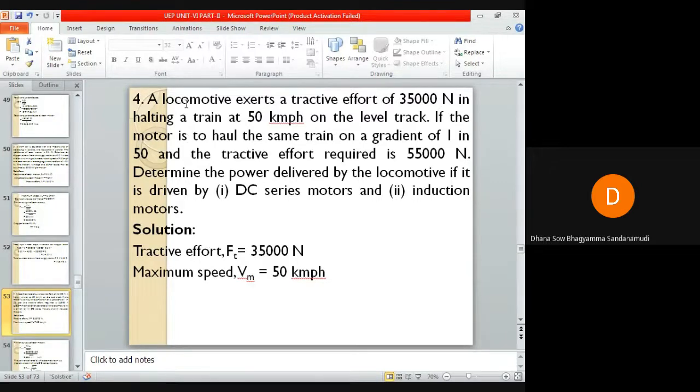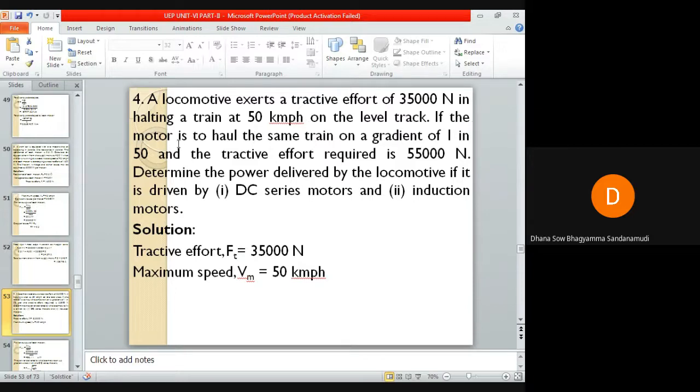In order to halt a train on the level track, the railway track is of course a level track. So the locomotive exerts a tractive effort of 35,000 Newton. And the train is running at a speed of 50 kilometers per hour.